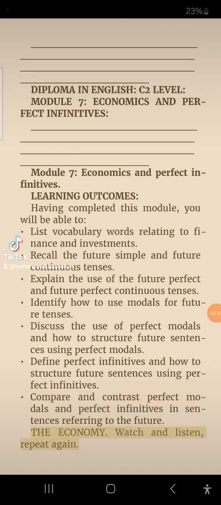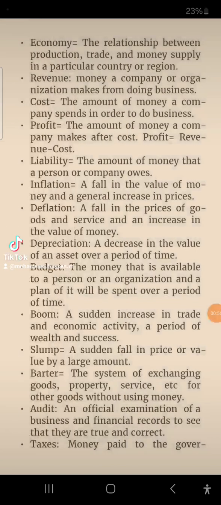The economy. Watch and listen, repeat again. Economy equals the relationship between production, trade, and money supply in a particular country or region. Revenue. Money a company or organization makes from doing business. Cost equals the amount of money a company spends in order to do business. Profit equals the amount of money a company makes after cost. Profit equals revenue minus cost. Liability equals the amount of money that a person or company owes.